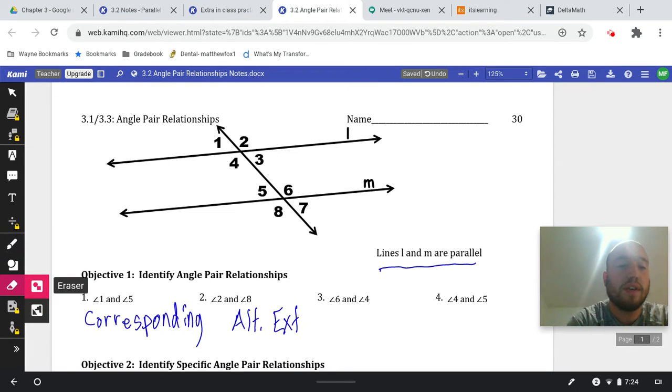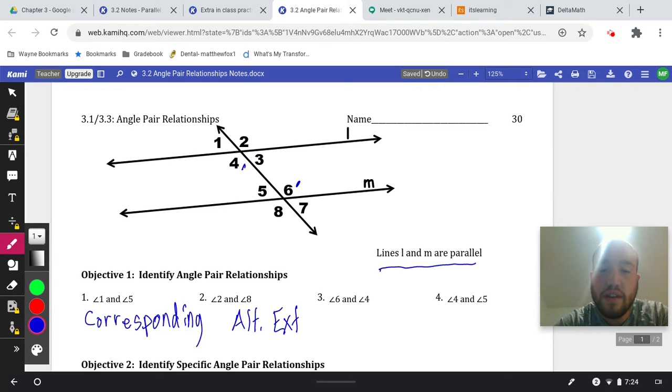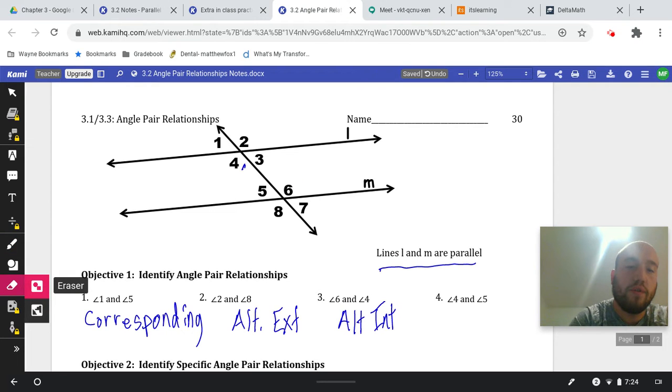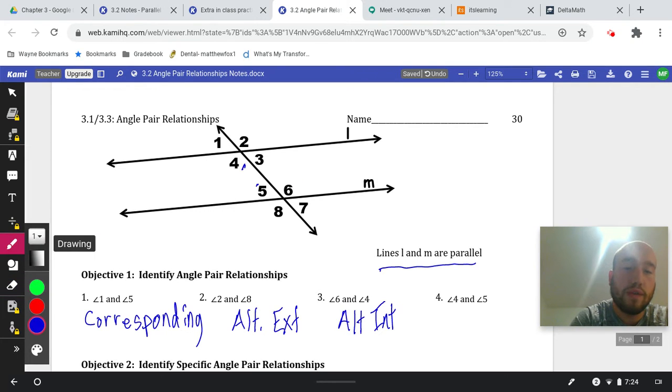Alright, up next we've got 6 here and 4. Those are on the interior, so alternate interior. And the final one, still angle 4, but this time angle 4 and 5. Two words would work for this, either same side interior or consecutive interior.